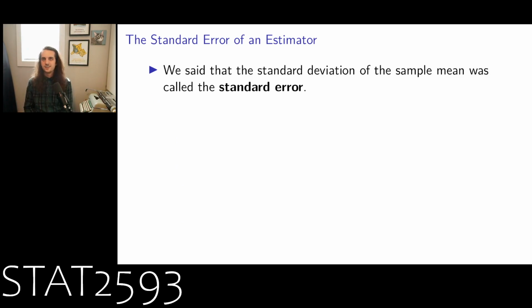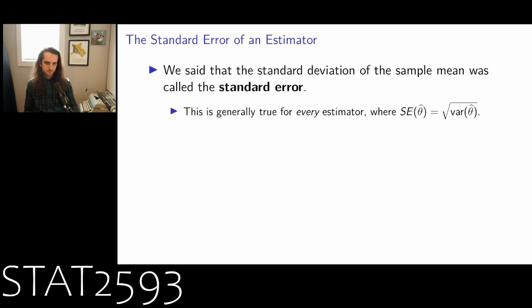Now, onto the standard error. We defined what the standard error was in terms of the sample mean, but we can broaden that to talk about the standard error of any estimator. So the standard error of an estimator is just the standard deviation of that estimator. We denote this with SE of theta hat, and it's going to be the square root of the variance of theta hat.